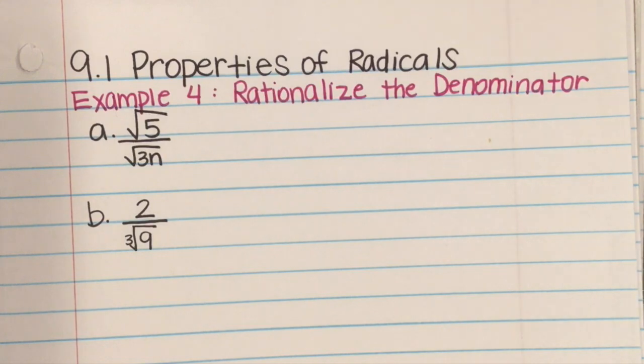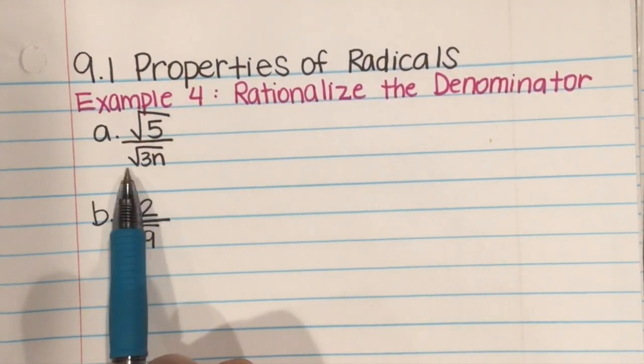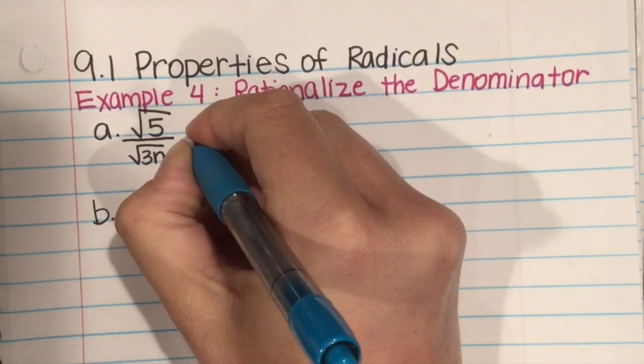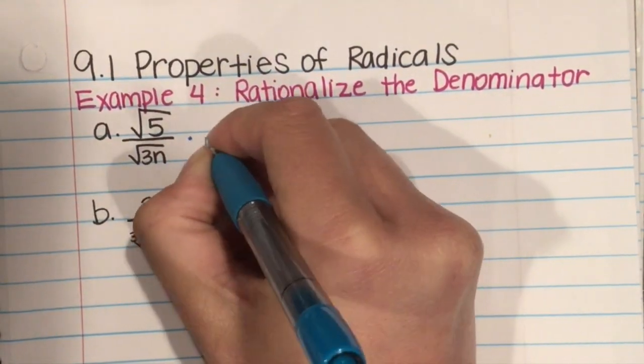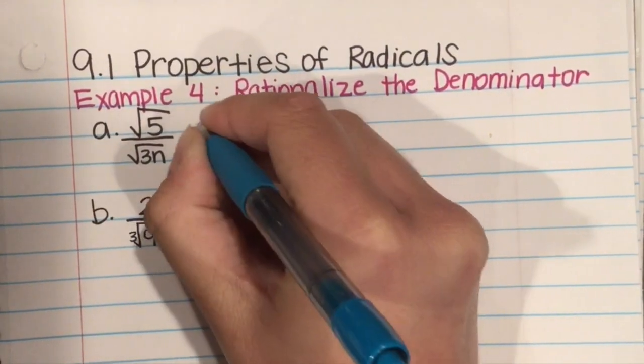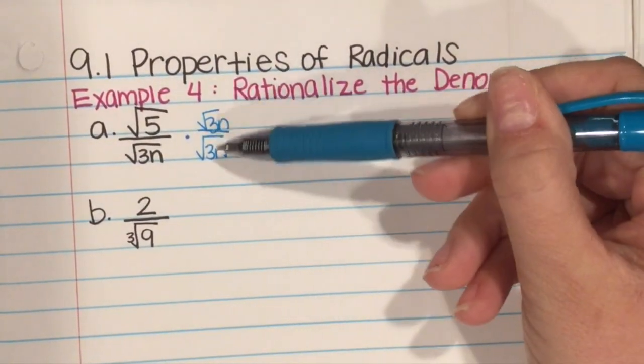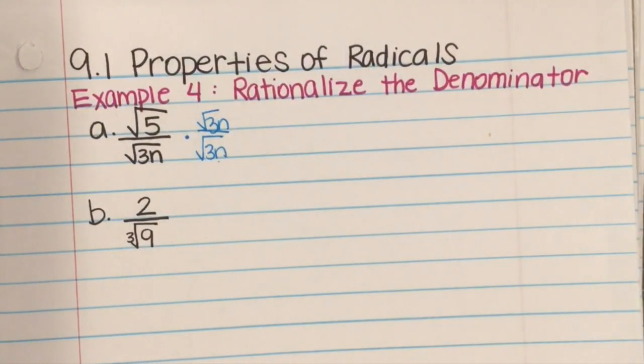In letter A, we have the square root of 5 divided by the square root of 3n. So right now, the square root of 3n in the denominator is what I need to get rid of. So I'm going to multiply both the numerator and the denominator by the square root of 3n. And the reason that this is okay is that the square root of 3n over the square root of 3n is equal to 1. So I'm basically just multiplying this expression by 1, but it's going to help me get rid of that square root in the denominator.